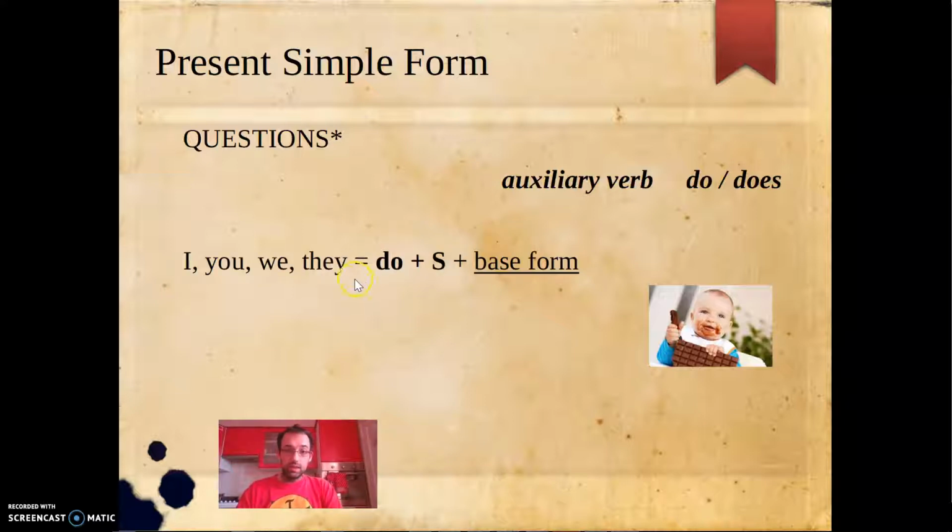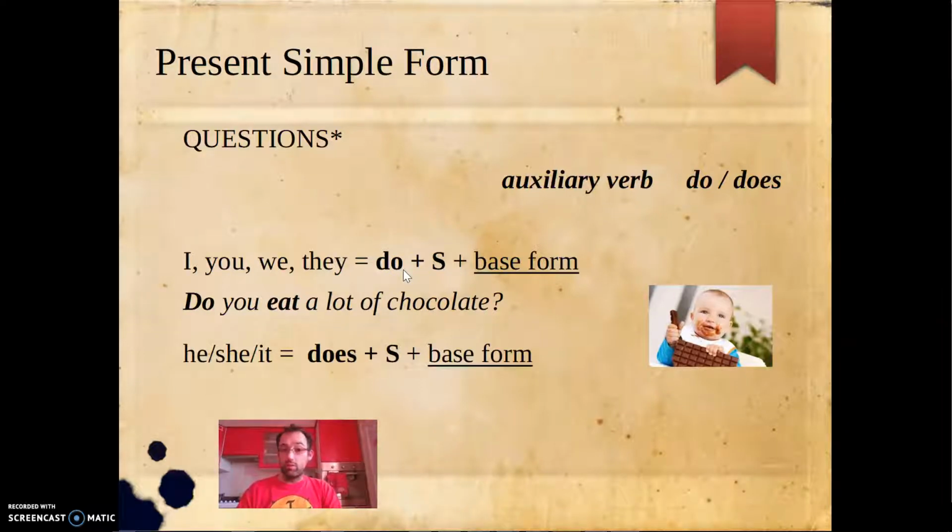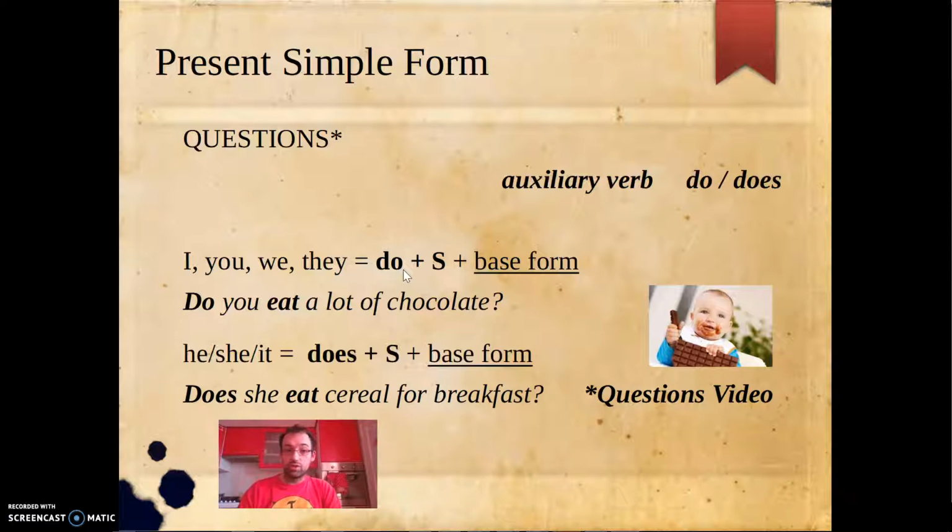And as for the questions, we need an auxiliary here as well, do or does, and the questions are formed so that you put do first and then the subject, what we call an inversion. And then you have the base form. So we ask, do you eat a lot of chocolate? And for he, she, or it, we ask, does she eat cereal for breakfast? Apparently, we all run out of chocolate here.